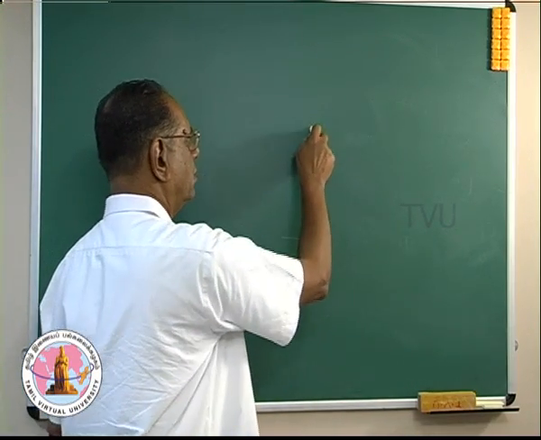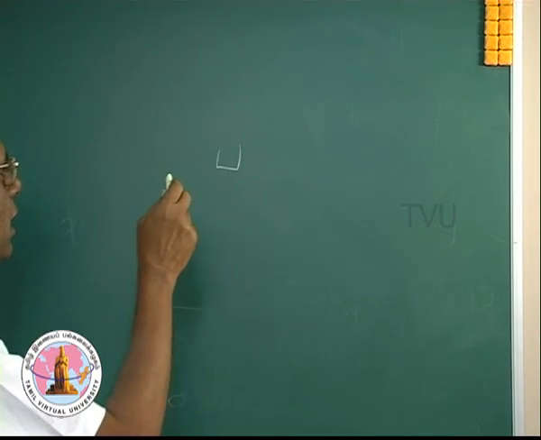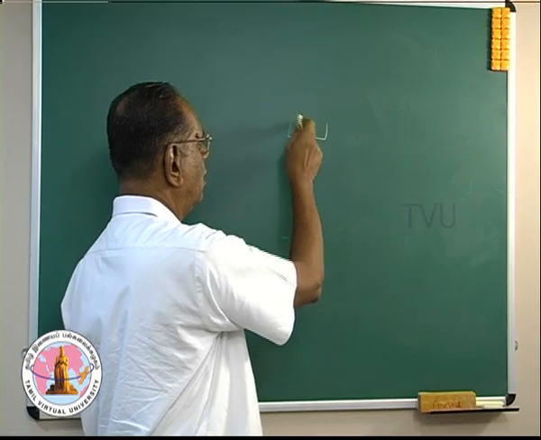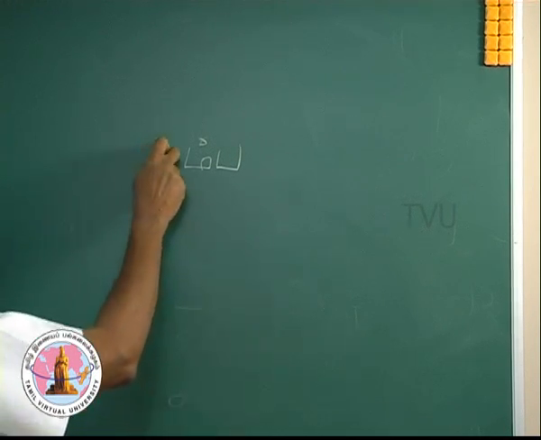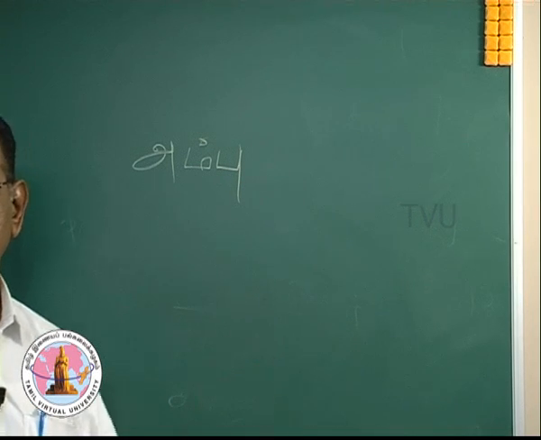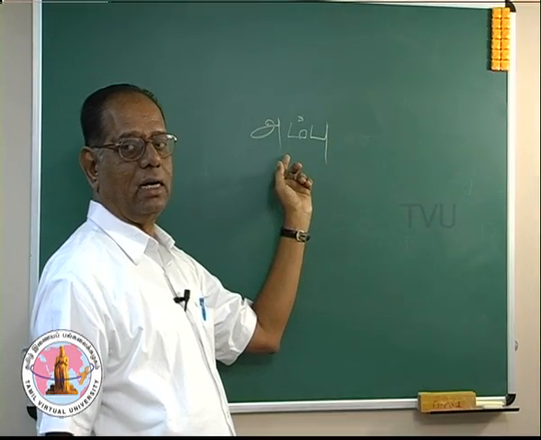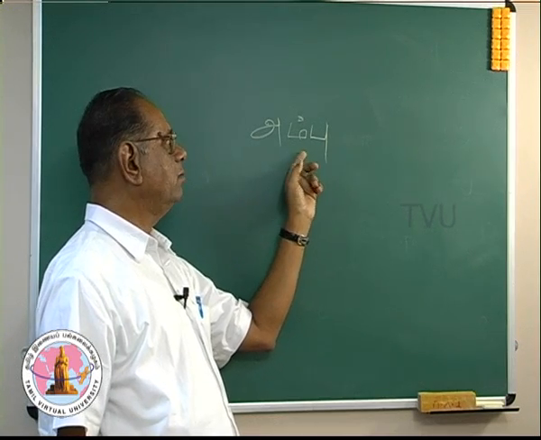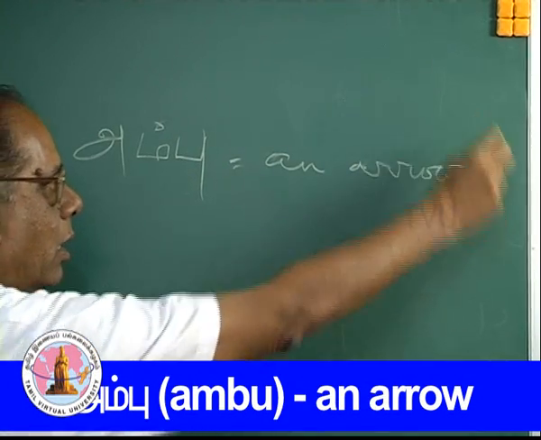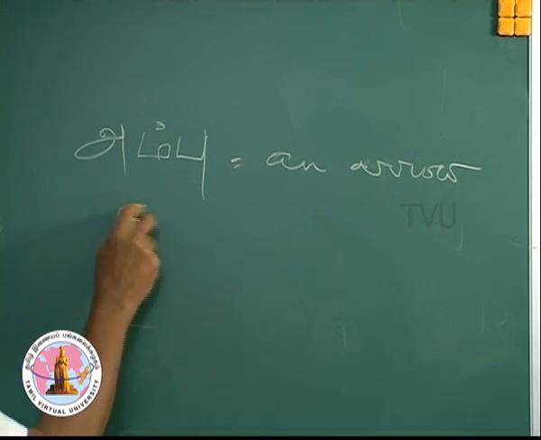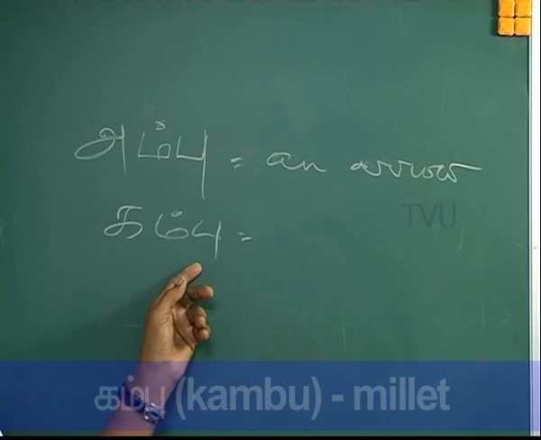Next, we take up pa. The nasal letter for this hard sound is ma. You put a dot on it and make it a consonant. And can you read this? A, im, bu. Pa becomes ba after a nasal, after its own nasal. A, im, bu, ambu, an arrow. Ka, im, bu, kambu, millet.